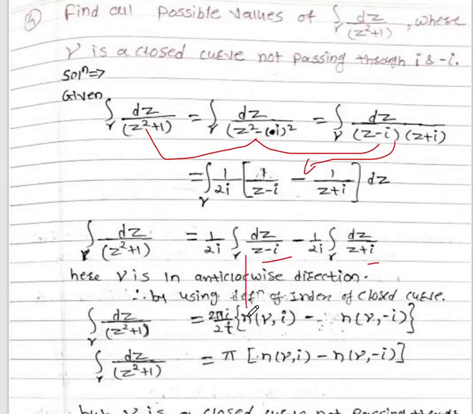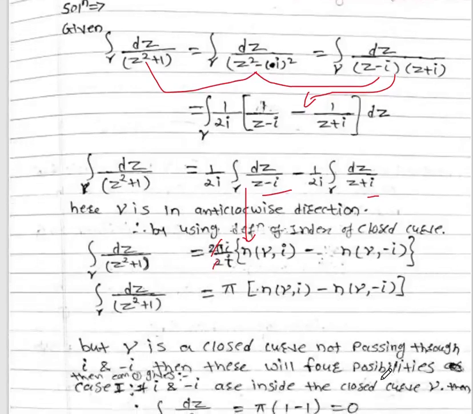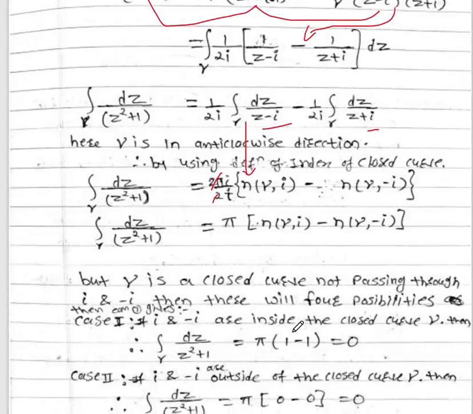So we can use the definition of index of a closed curve here. So 2 pi and this 2i, the 2i will get cancelled, and only pi will remain. So it is pi times the index of closed curve gamma at i minus the index of the closed curve at minus i. But here gamma is a closed curve which is not passing through the points i and minus i. Therefore there will be 4 possibilities.